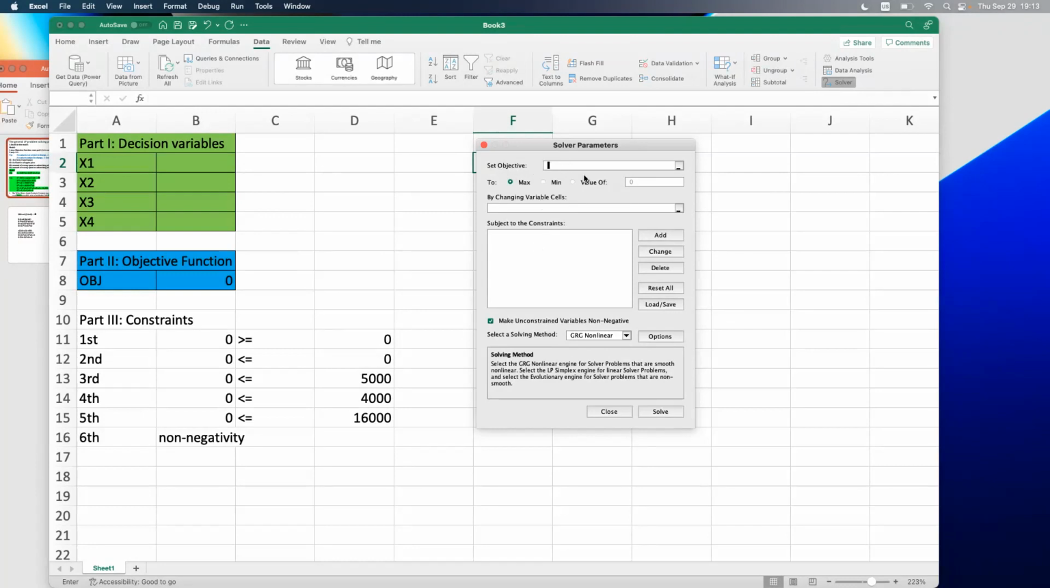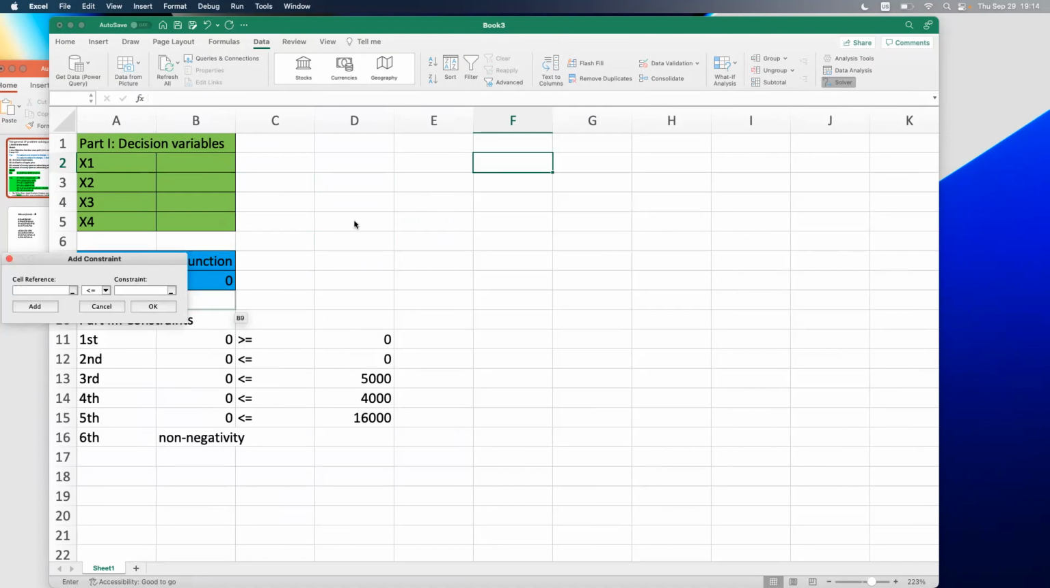So objective function, so B8. Right. Remember, we put the formula into B8. So B8, that's our objective function. And in this problem, we want to maximize the profit. So we put maximize. Or for a cost objective function, we want to minimize cost. But in this problem, we want to maximize the profit. By changing the variables, so changing variables B2 to B5.